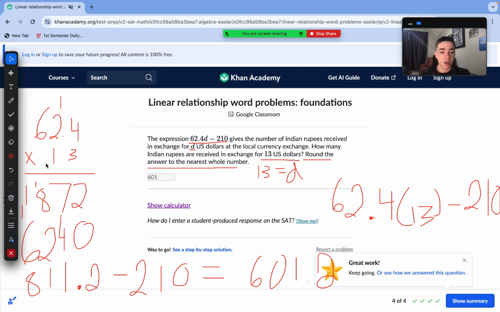So I hope this video was helpful, just going over our foundation relationship with foundational difficulty level with our linear relationship word problems. We're going to be getting into a little bit more difficult problems relating to this skill in future videos, so make sure to stay tuned for those.